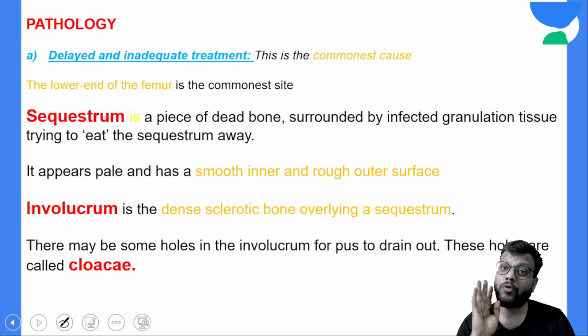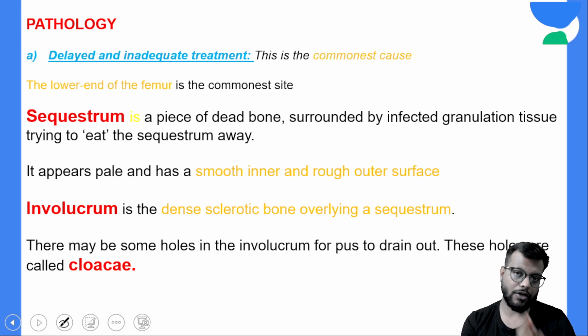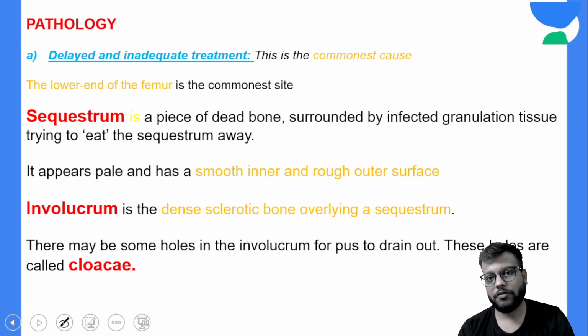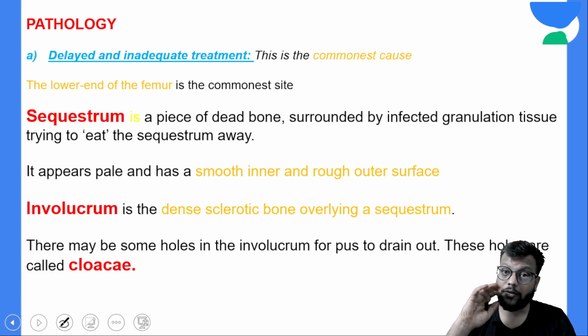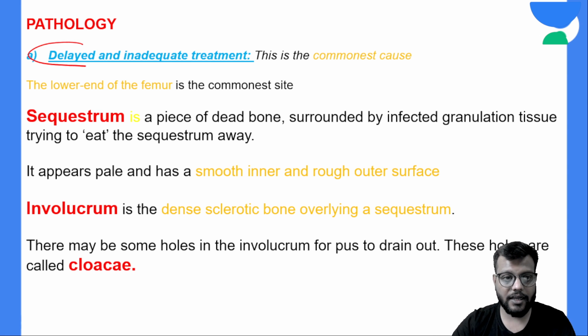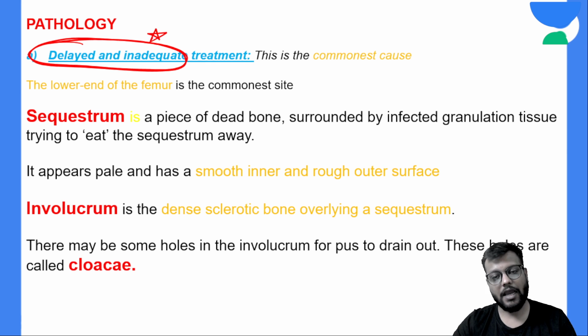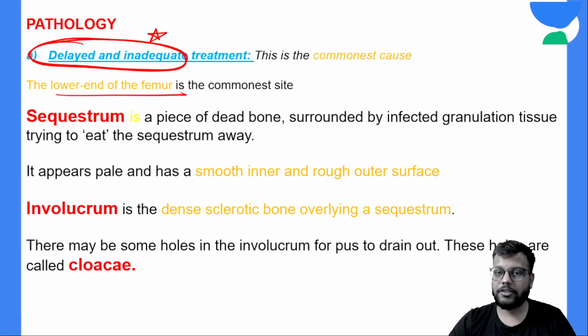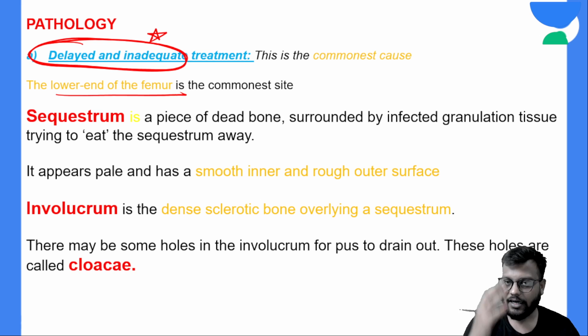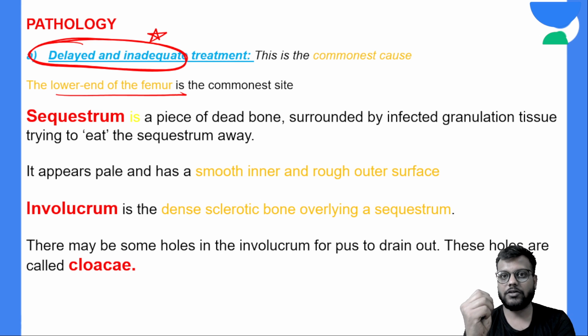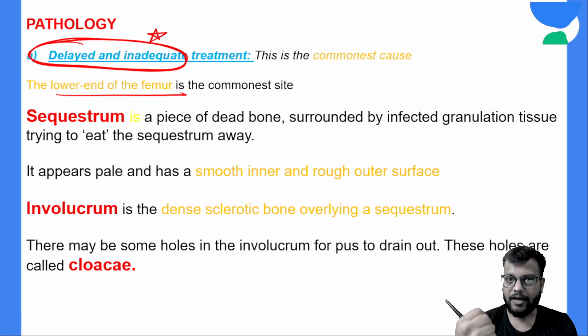Now pathology: the most common cause of chronic osteomyelitis is as a sequela of acute osteomyelitis only. And why does this happen? It is due to delayed and inadequate treatment. It is due to delayed and inadequate treatment. And again the most common site is the distal end of the femur, or the lower end of the femur. Okay, now in chronic osteomyelitis the signs of inflammation will be very less. The typical signs of inflammation will be very less.